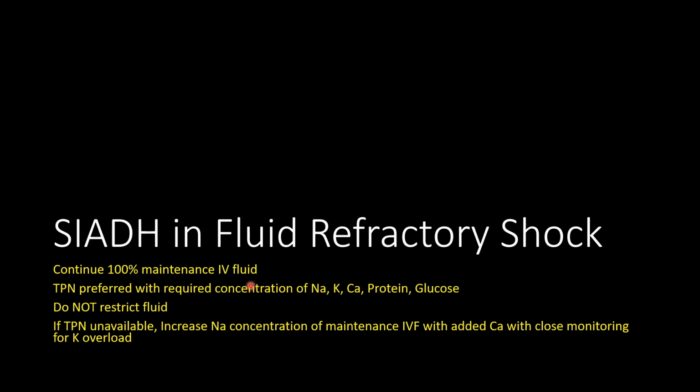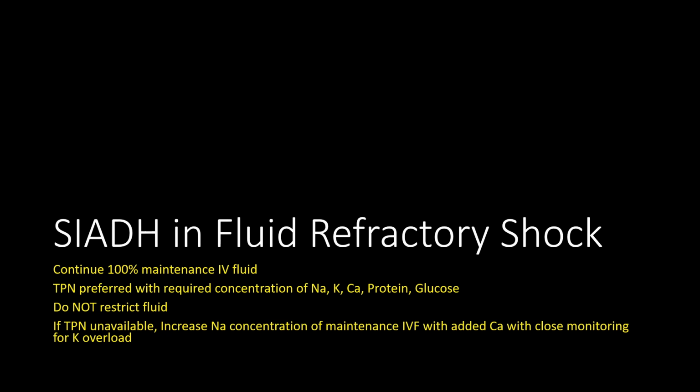Preferably, we should give total parenteral nutrition with required concentration of all the electrolytes, protein and glucose in the fluid. We should not restrict the fluid in this child, and if TPN is unavailable, we may try increasing the sodium concentration of the maintenance IV fluid with added calcium and close monitoring for potassium overload because the patient's potassium was slightly high.